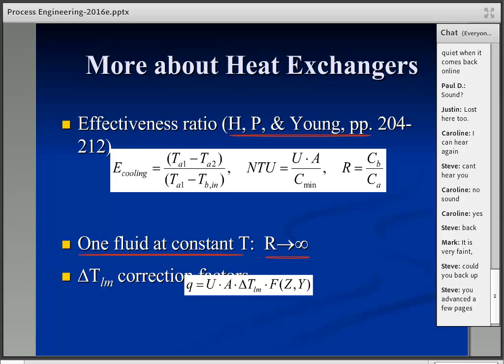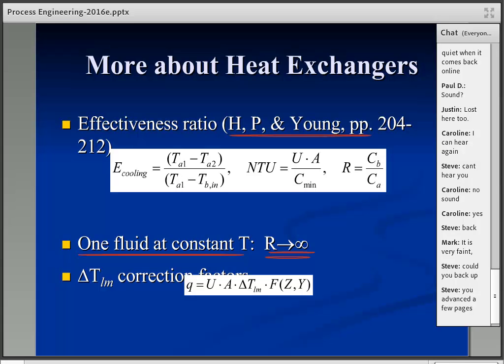You'll see that on the charts and how that works. If that's a special case, you can generally use the effectiveness ratio method for that special case, recognizing that R goes to infinity if you've got a constant temperature. A constant temperature is going to occur if one fluid is either evaporating or condensing. Then there's a constant temperature.